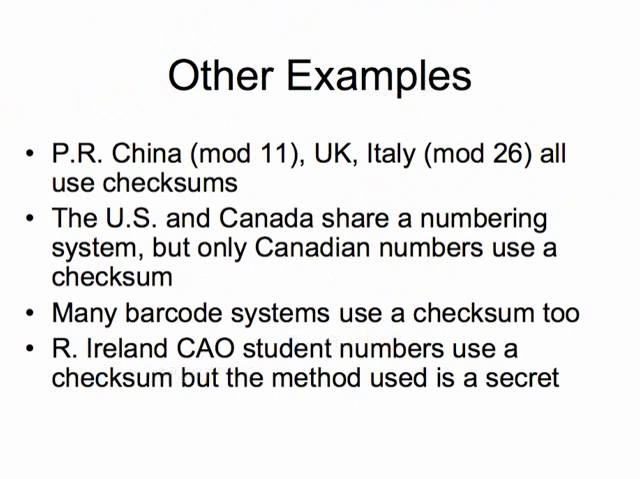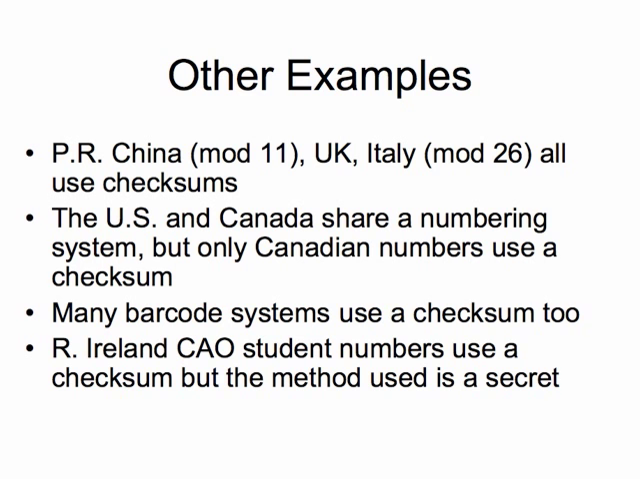Now, lots of other countries use checksums as well. In the UK, they use checksums. In the People's Republic of China, there's a checksum. It's a mod 11. In Italy, you could nearly tell what someone's mother had for breakfast the day they were born based on their number, and that's a mod 26. The US and Canada share a numbering system, but only Canada uses checksums. Many barcode systems use checksums as well. In the Republic of Ireland, a student's CAO number, which very often ultimately becomes their college ID number, also uses a checksum, but the way that checksum is actually calculated is a secret.